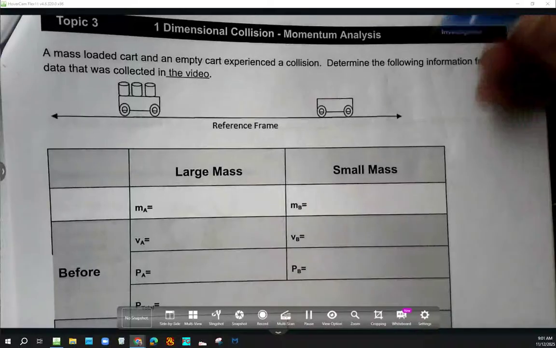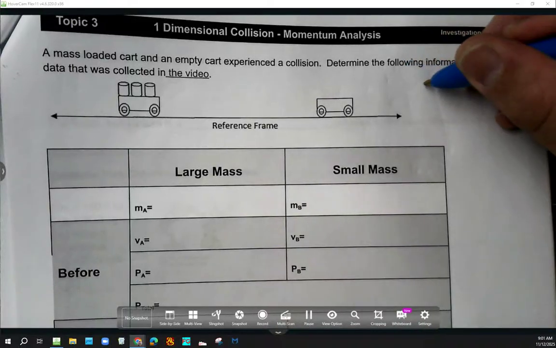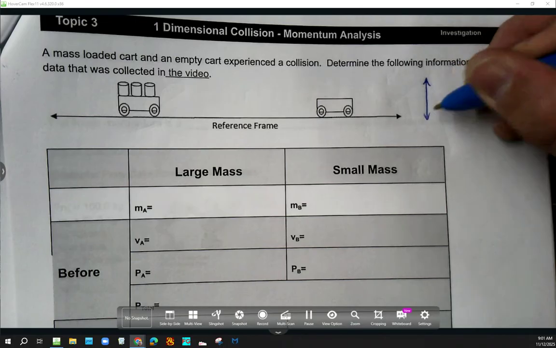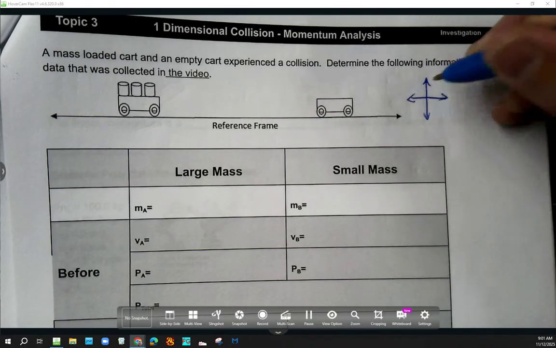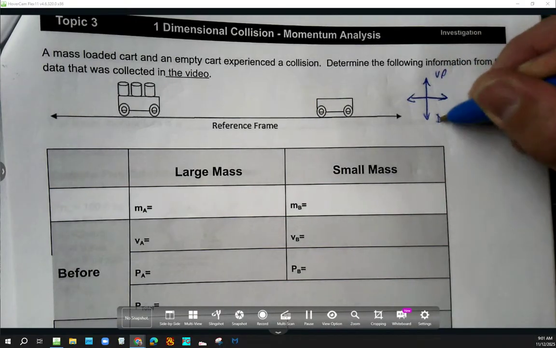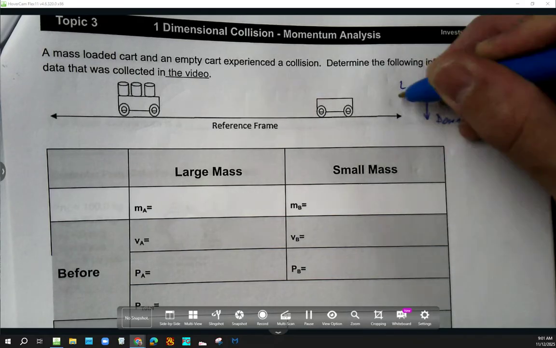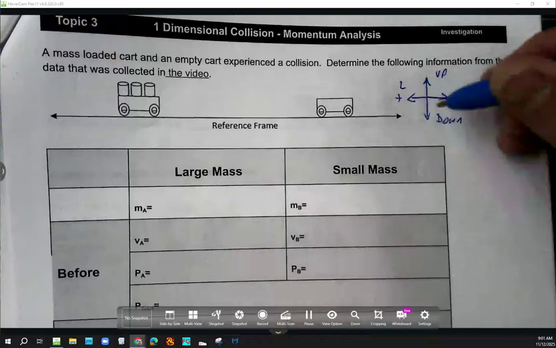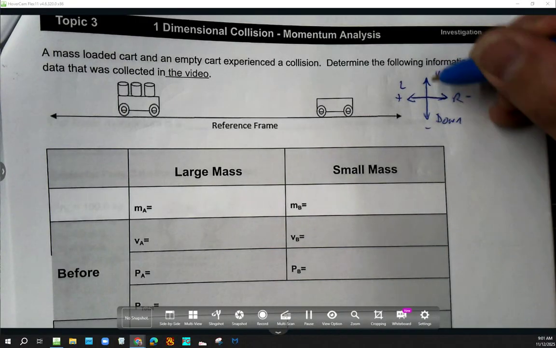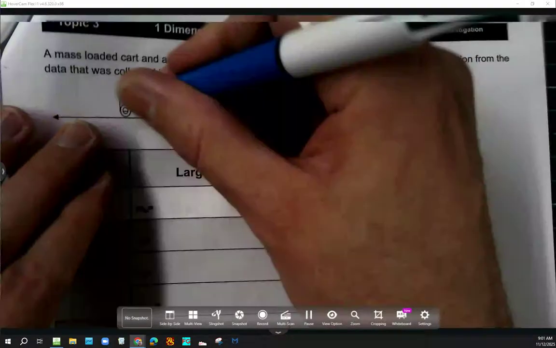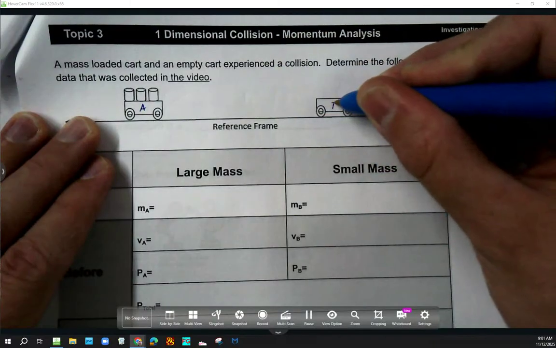Not really, of course, one of them's moving, the other's not. This is a lot like a word problem that we did. We'll give ourselves a reference frame: up, down, right, and left. I'm going to make right positive and left negative, down negative and up positive. But I want to have this be cart A and this be cart B.